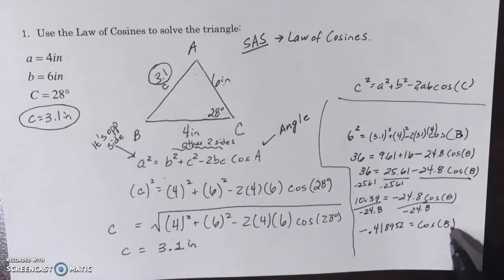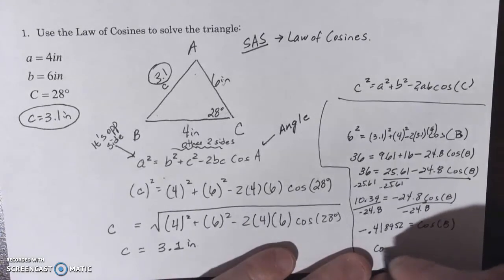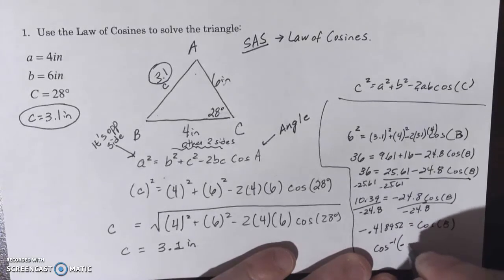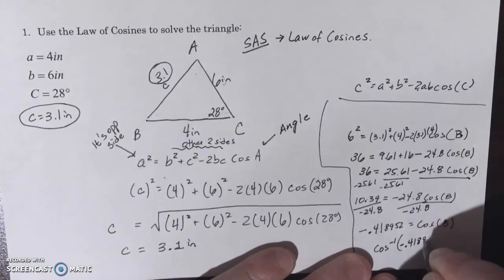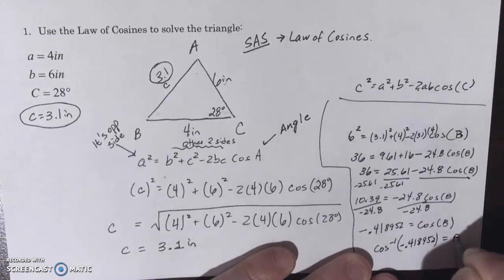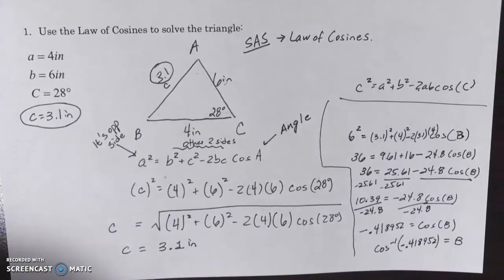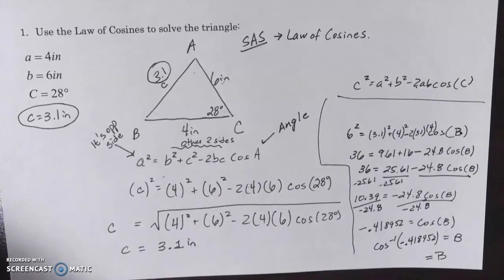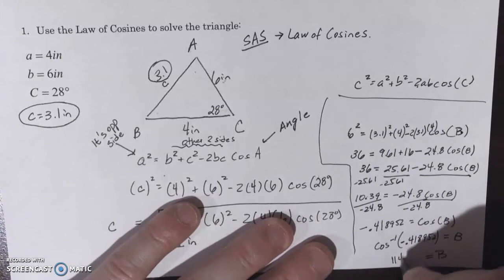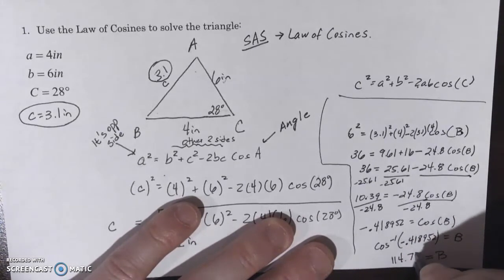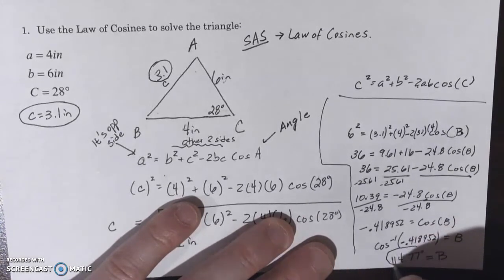Now that we've gotten our cosine of B by itself, we'll do inverse cosine of negative 0.418952. That's going to equal angle B. We'll type that into the calculator. Make sure you're in degree mode as always, which means angle B will be 114.77 degrees.